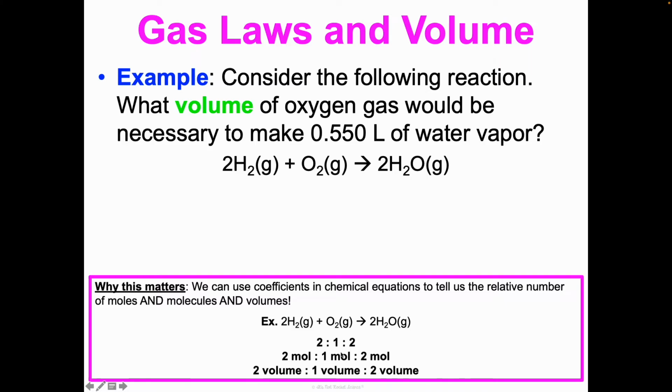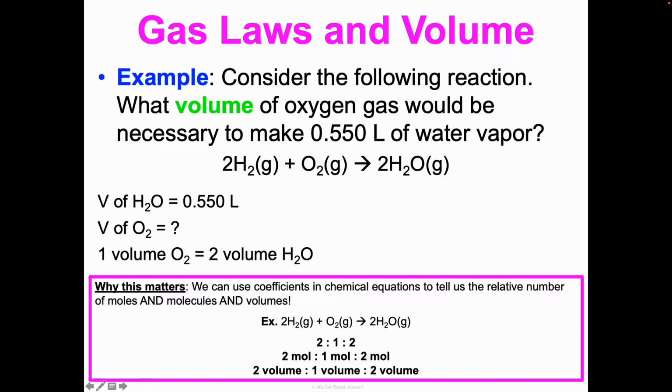Okay, so what do we know? Well, in the given information, we know the volume of water is 0.550 liters. We know this. We want to know the volume of oxygen gas. Well, we don't have to do anything that complicated. We can just do a ratio here. We can see that this is a 1:2 ratio of oxygen to water. And we know we can do this because of those last 2 laws.